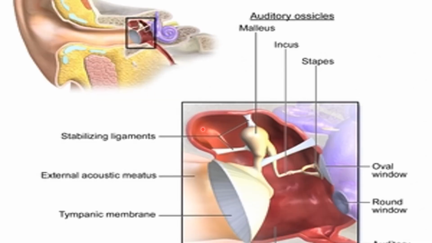Now the middle ear consists of the ear ossicles. There are 3 ear ossicles: the malleus, the incus and the stapes. And it also consists of a long hollow tube which connects the middle ear with the throat. That's called the eustachian tube. So the eustachian tube connects the cavity of the middle ear with the throat. And besides the eustachian tube, it also consists of the oval window and the round window.